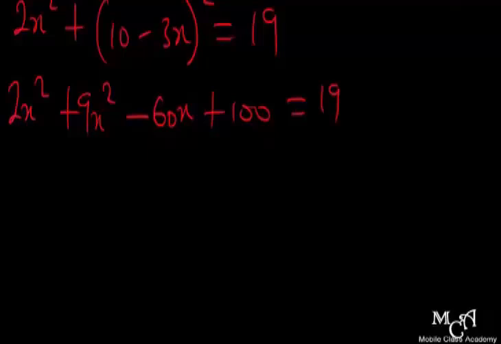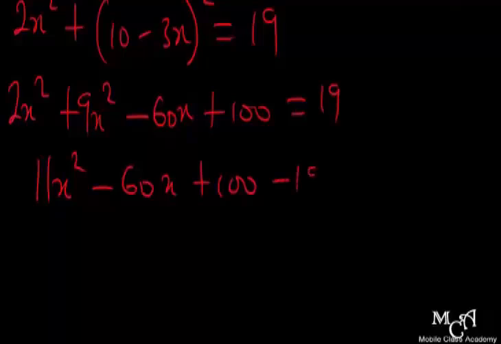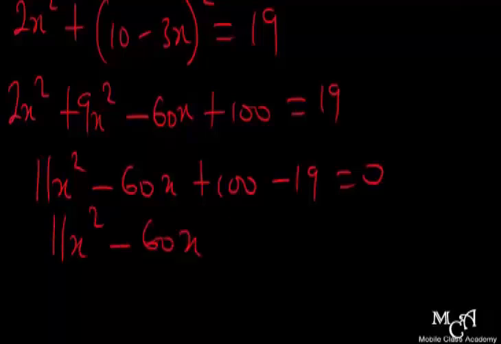So my 2x squared plus 9x squared will give me 11x squared minus 60x plus 100. I'll bring this 19 here, it becomes minus 19 equal to 0. So this will be 11x squared minus 60x, 100 minus 19 will give me plus 81, equal to 0.